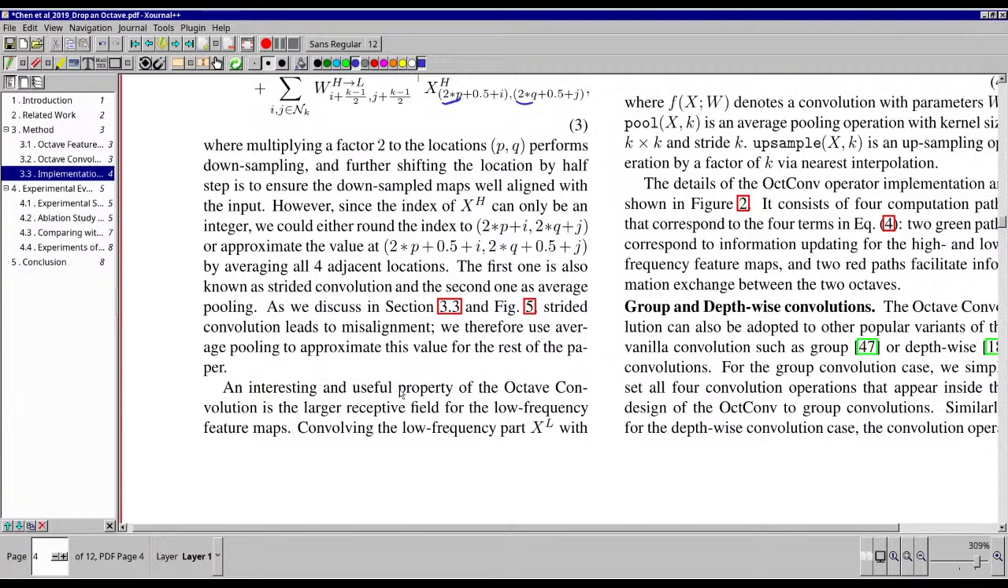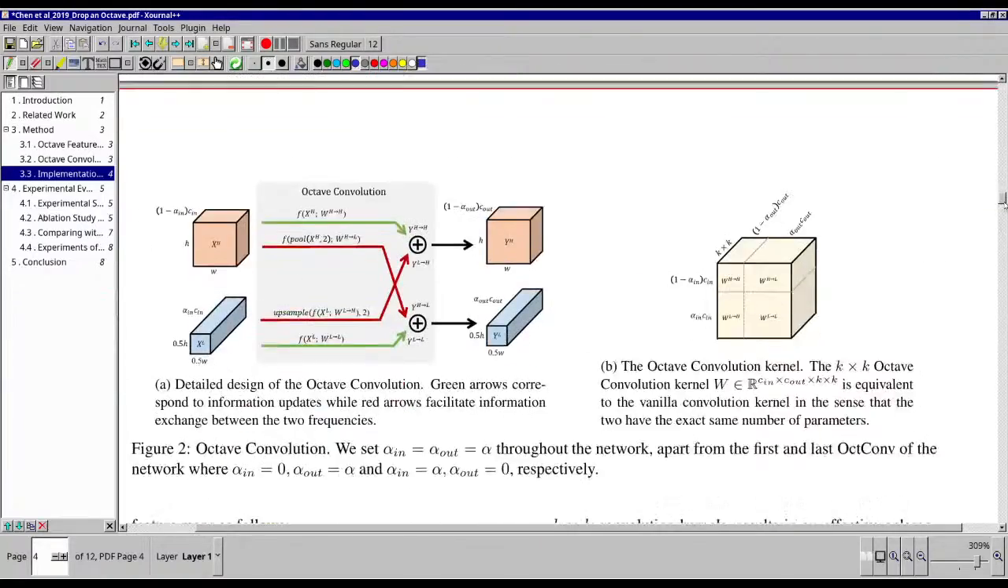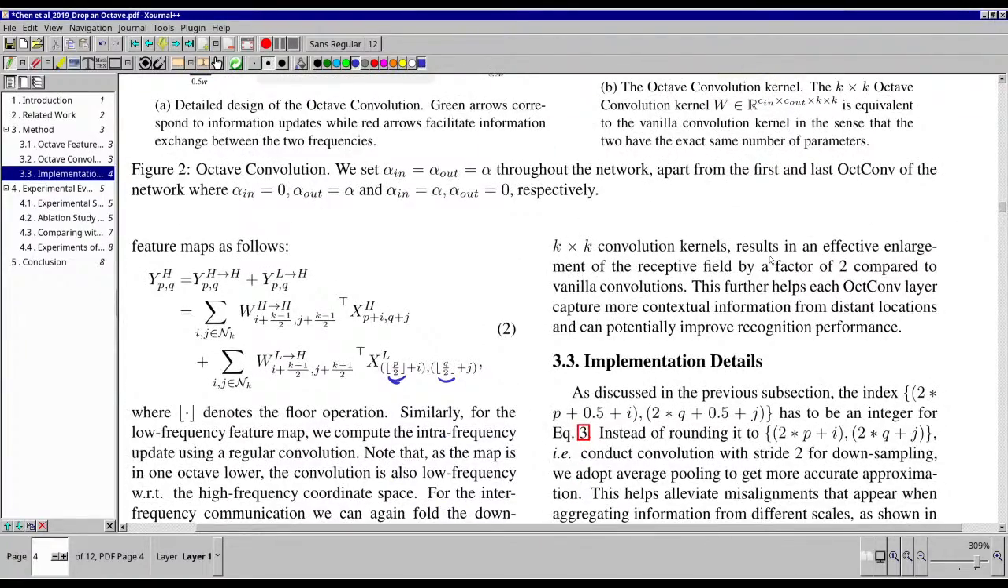An interesting and useful property of octave convolution is the larger receptive field for the low frequency feature maps. Convolving low frequency part XL with K by K convolution results in an effective enlargement of the receptive field by a factor of 2 compared to vanilla convolutions. This further helps each OctConv layer capture more contextual information from distant locations.